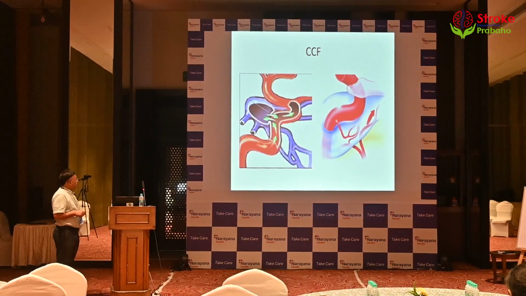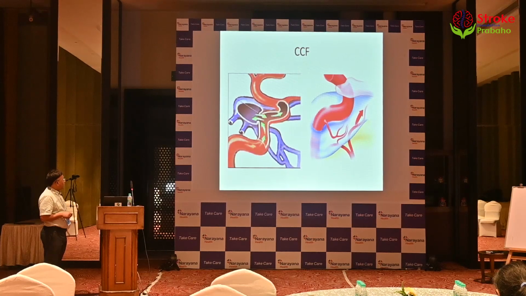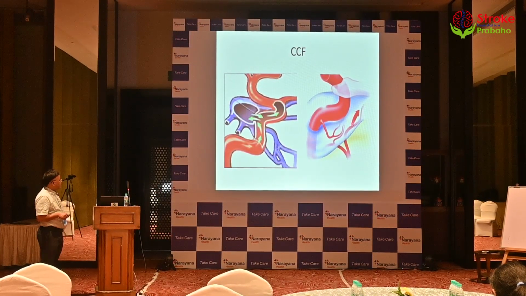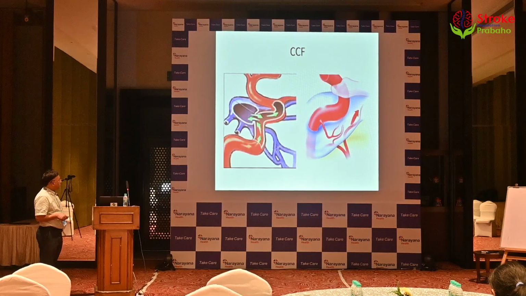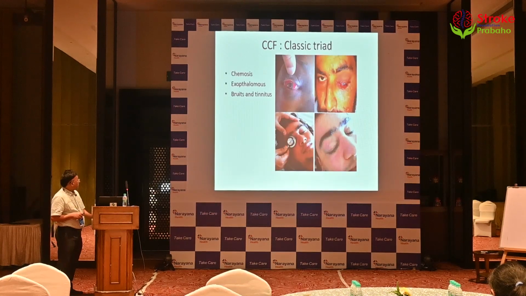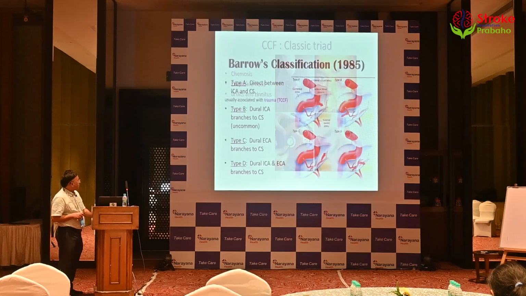So we know that a carotid-cavernous fistula is a rent in the cavernous segment of the ICA, and it directly communicates with the cavernous sinus. Or sometimes it may be an indirect connection, as in the previous case. So there may be a connection from the dural branch of the external carotid artery to the cavernous sinus. That is type C. The classical triad of CCF is chemosis, proptosis, bruit, and sometimes tinnitus. And you can see there are prominent veins on the eyelid. So these are very common findings in case of CCF.